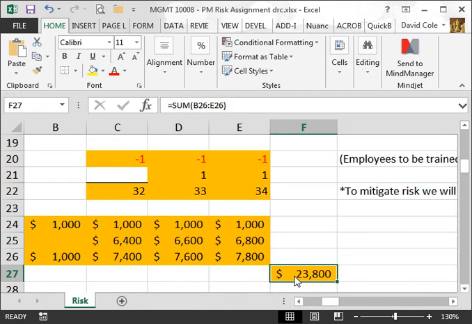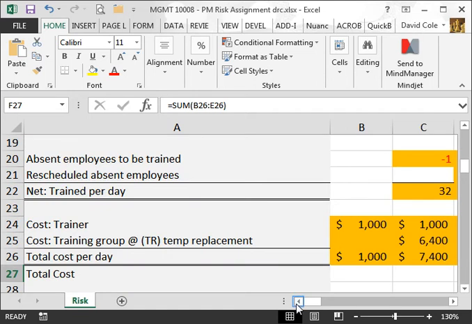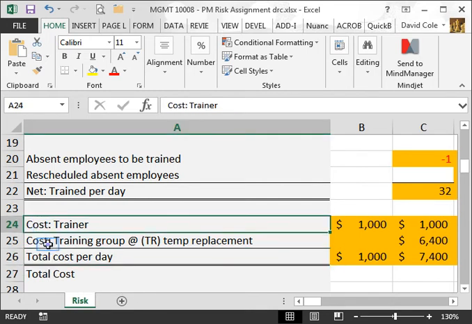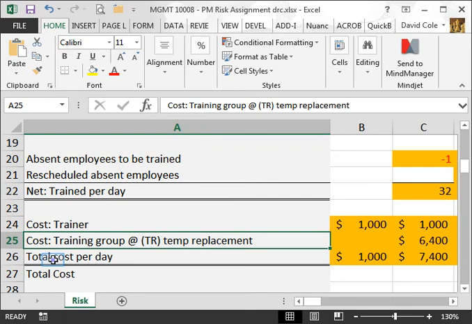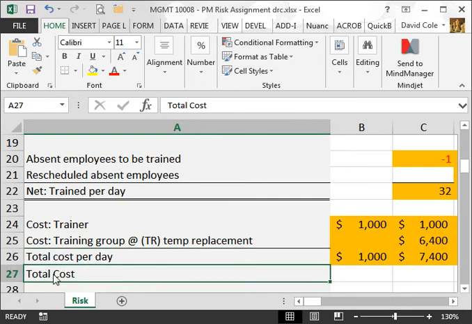Again, you can see that these are orange background cells, so there are formulas back behind those that will change if I change any of the values on the way in. So again, we have cost of the trainer, cost of the training group, temp salaries, the total cost per day, and the total cost for this scenario.